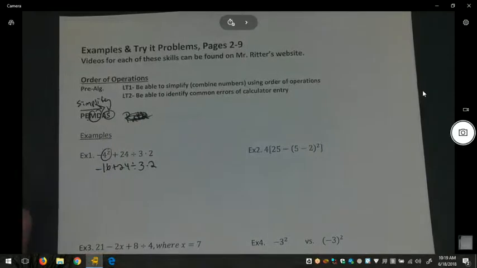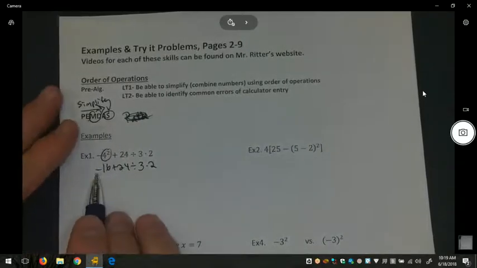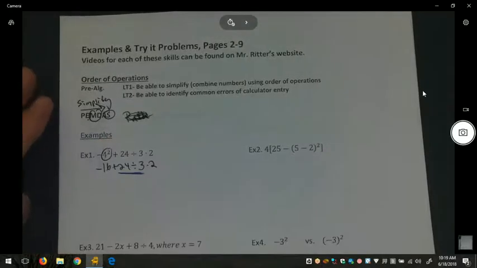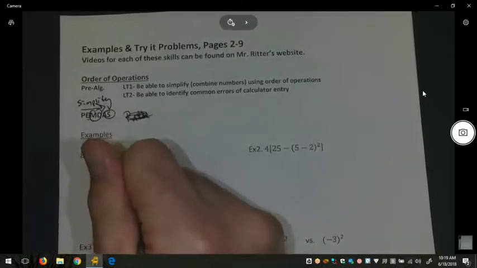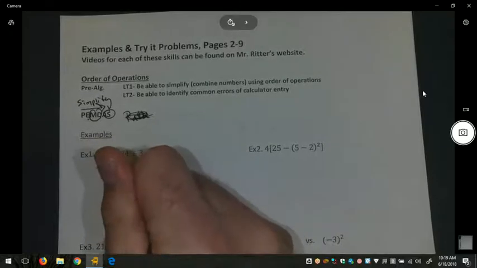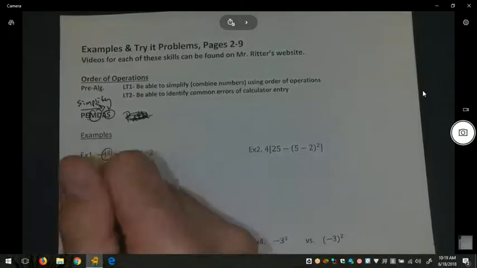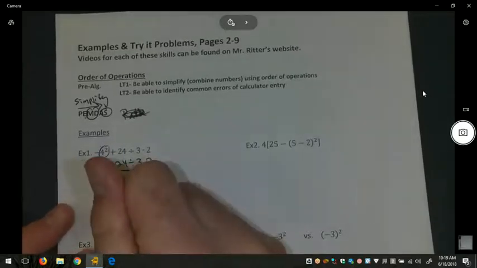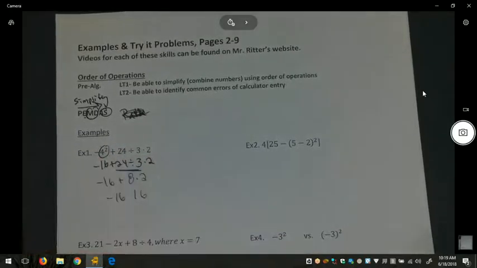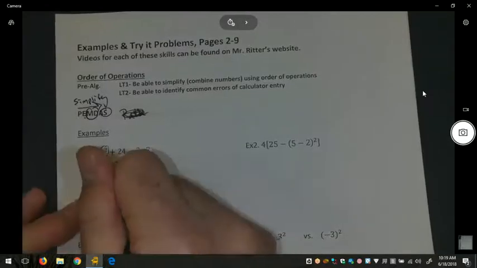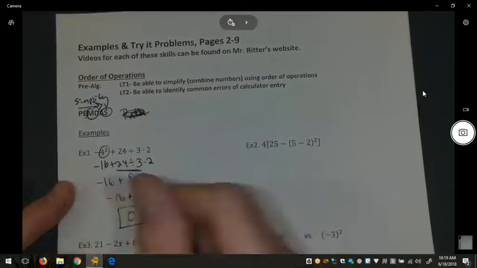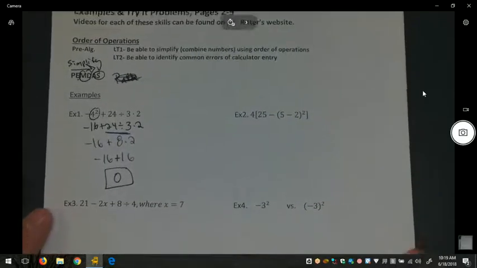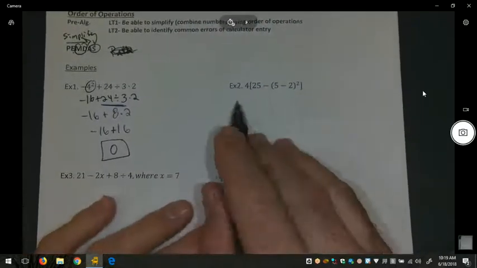Next step is to take care of multiplication and division going from left to right. The first thing I see is the division here. 24 divided by 3 is 8. Eight times 2 is 16. Now I take care of addition and subtraction. Negative 16 and 16 is 0. And this is the work that you should have shown for this problem as well.